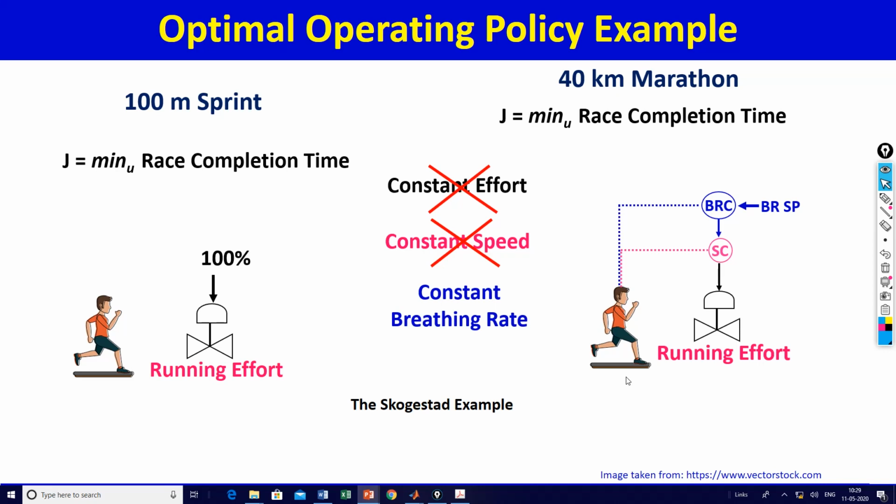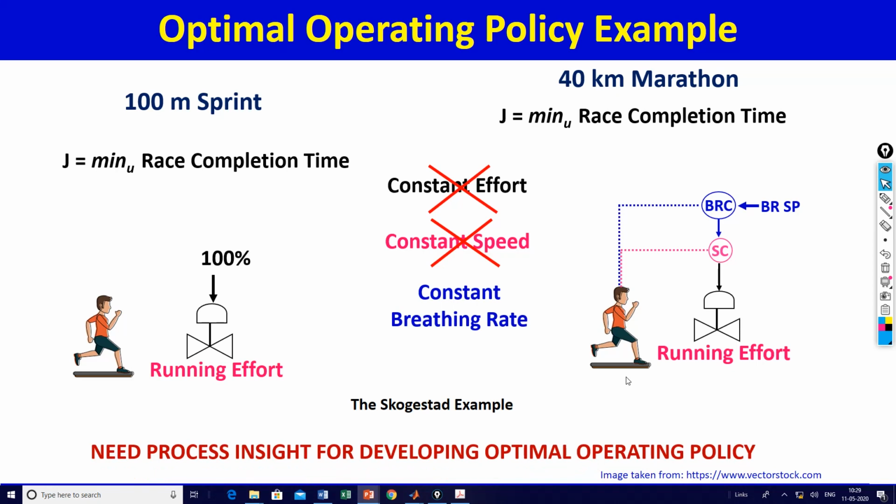Okay, so that's the idea of self-optimizing control, or economic controlled variable corresponding to unconstrained degrees of freedom. What variable do I control so that my process operation remains near optimal? That's the idea.